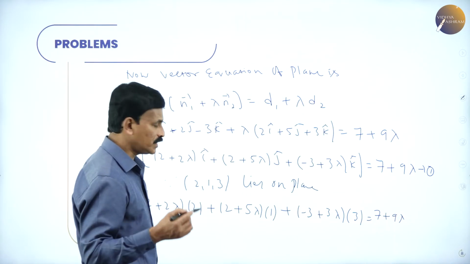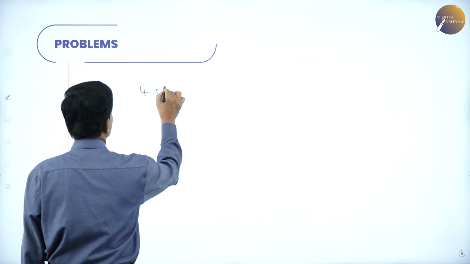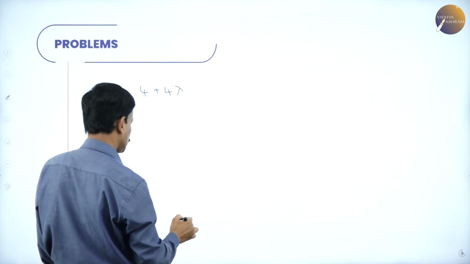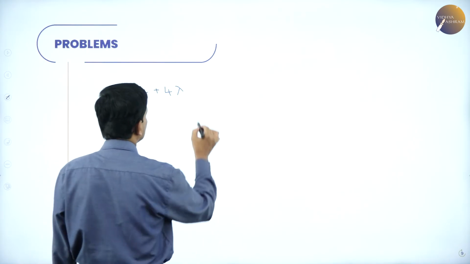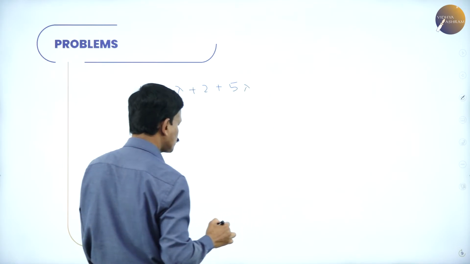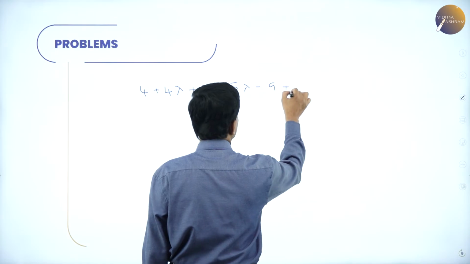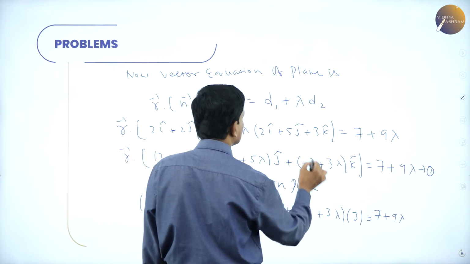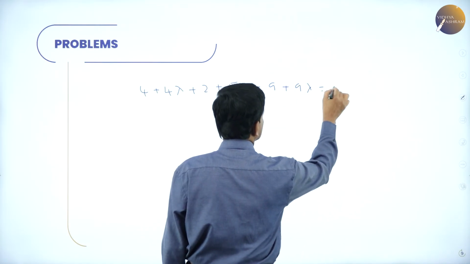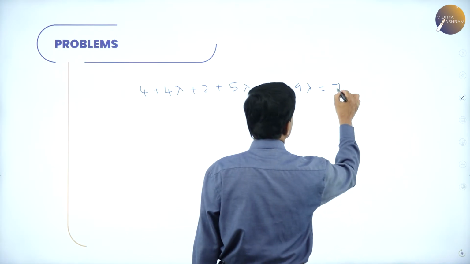Simplify this. I'll go to the next page. So 2 2s are 4 plus 4 lambda, again 2 plus 5 lambda, plus 2 plus 5 lambda, again minus 3 3s are 9, minus 9 plus 3 3s are 9 lambda, is equal to 7 plus 9 lambda.